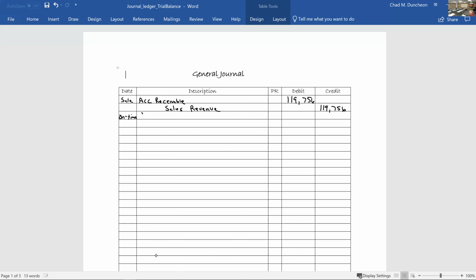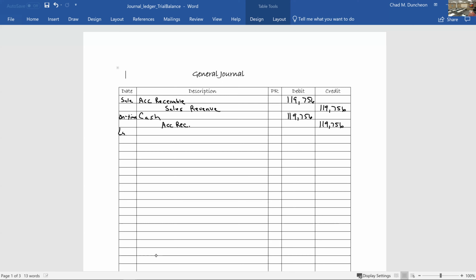If they paid on time, we would debit our cash and credit our accounts receivable. Because we'd actually be receiving the cash they no longer owed us, so we can take that away, and it would be in the exact same amount.